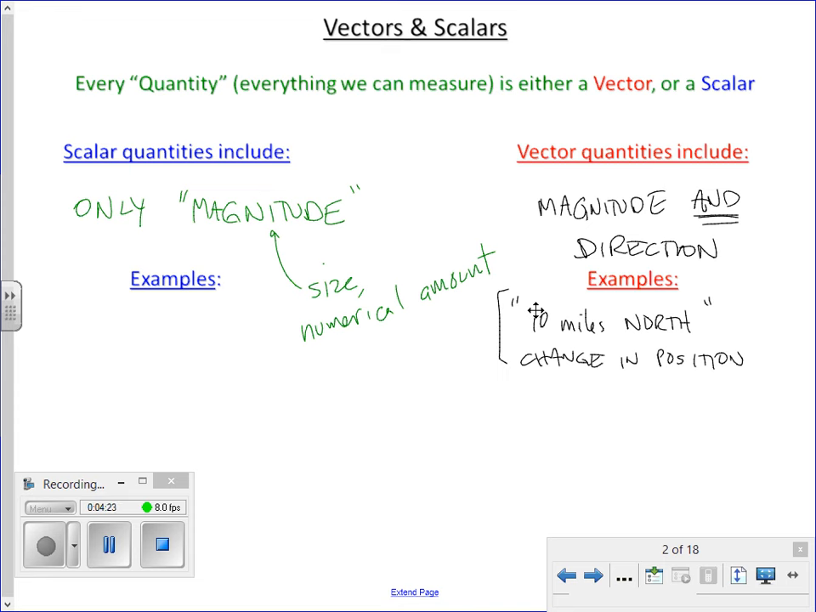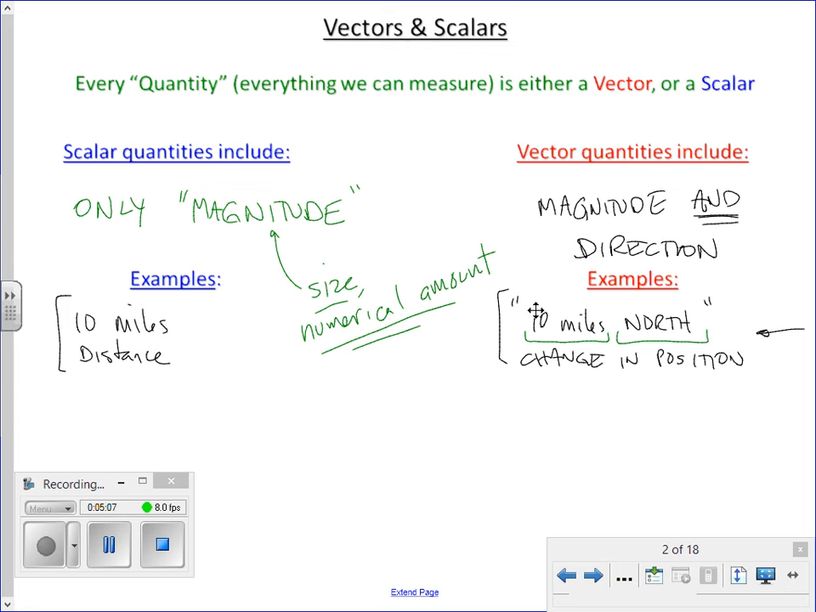Now, if we just said 10 miles, it's fine to say 10 miles. We don't have to assign what direction we're talking about. If we just say 10 miles, that makes this what we're used to, a distance. An example over there. So notice this vector quantity, change in position, has a scalar part and a direction part. The scalar part is the size of it, the numerical amount, the numerical value.